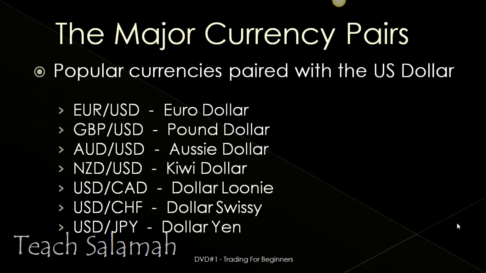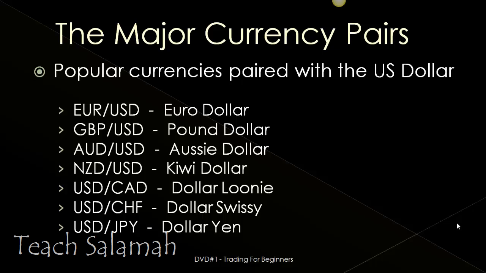The currency pairs that are paired with the US dollar, these are known as the major currency pairs. It doesn't matter if the US dollar is the base currency or the quote currency. As long as the US dollar appears in the currency pair, it is considered a major currency pair. So let's just take a look at these pairs. You've got the Euro USD, the GBP USD, Aussie dollar US dollar, NZD USD, the USD CAD, USD Swiss franc, and the USD yen.